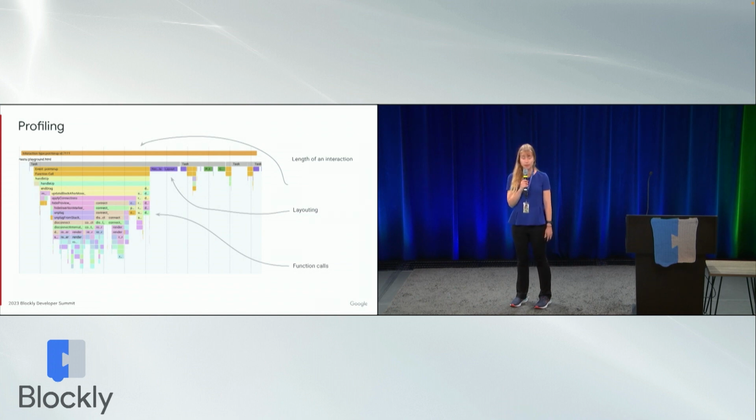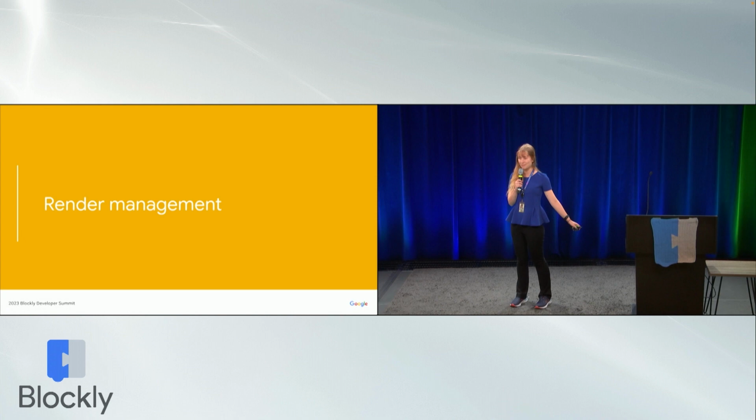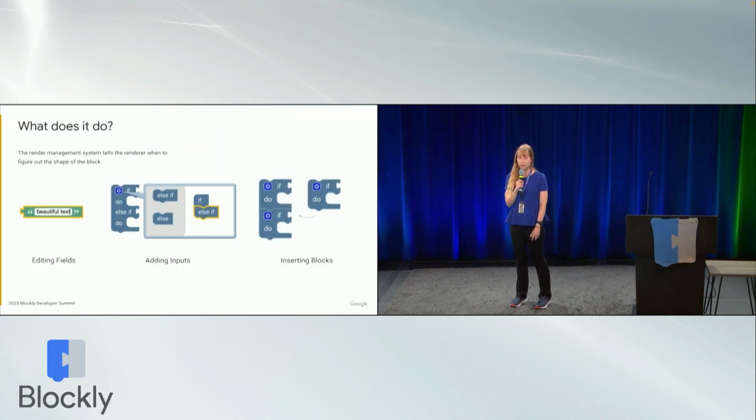So using these, we identified two major performance sinks in Blockly's code. The first being render management. The render management system tells the renderer when to figure out the shape of the block. This includes when fields are edited, when inputs are added to a block, when blocks are connected together, etc. It happens all the time.